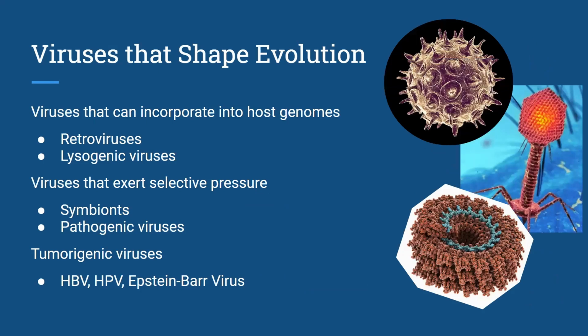There are quite a few ways that viruses can influence the evolution of their hosts. Viruses can alter their hosts' genomes, either by controlled insertion, as with retroviruses and some lysogenic viruses, or by somewhat random mutation, such as hepatitis B virus, papillomavirus, Epstein-Barr virus, and many other tumorigenic viruses.